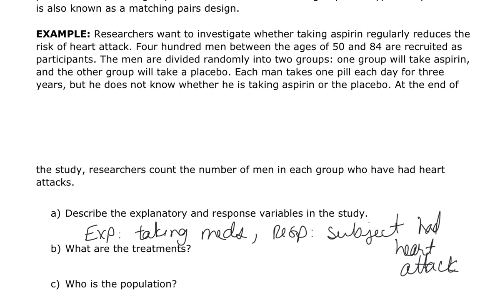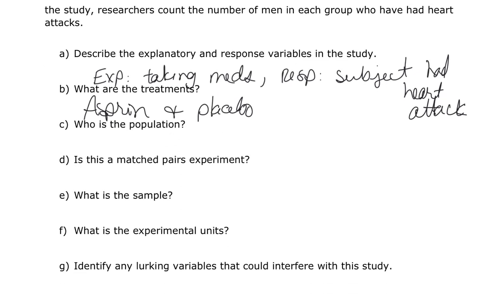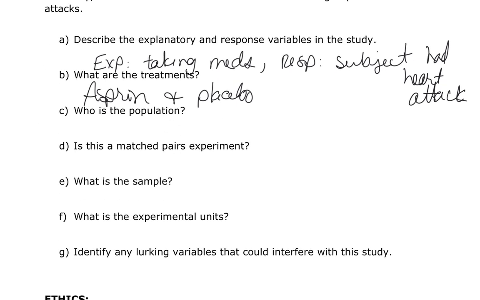What are the treatments? Well, the treatments are the aspirin and then the placebo. Who is the population that we're looking at? Well, the population is all men between 50 and 84 years old.